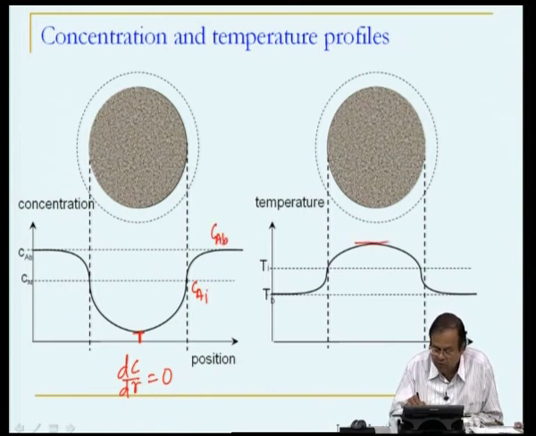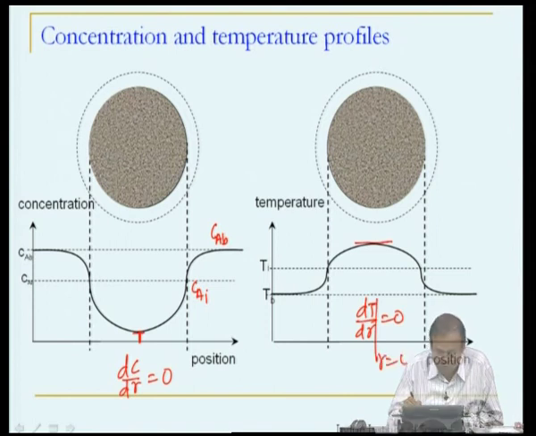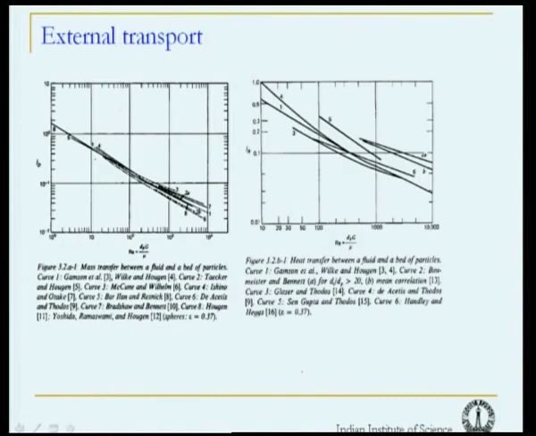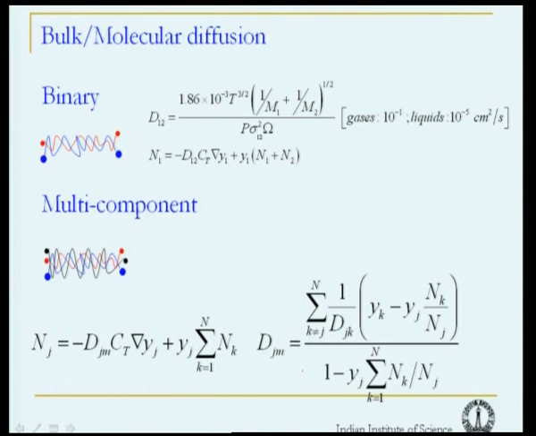Same thing can be written for temperature. dT/dr is 0 at r equal to 0, and C is equal to CAI at r equal to capital R, if you are talking about a spherical catalyst. Before we go to the actual reaction and diffusion simultaneously, let's look at the diffusion aspect.